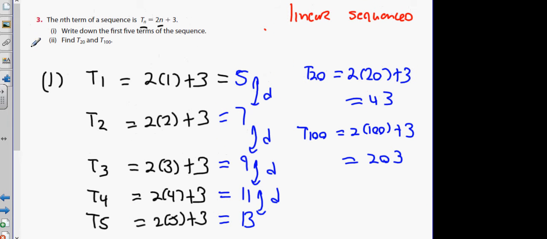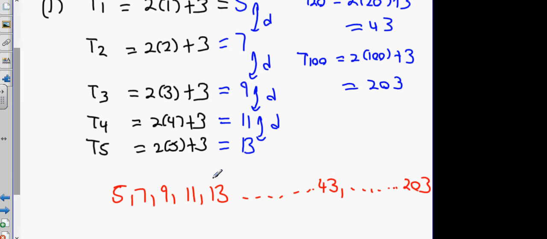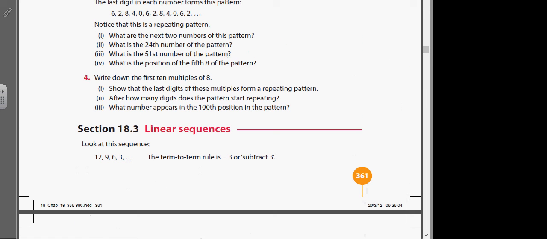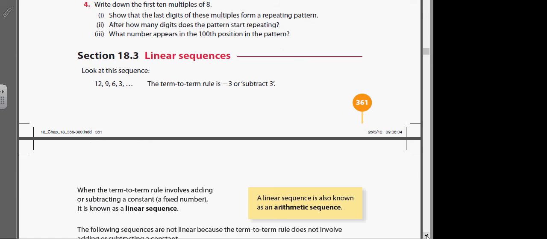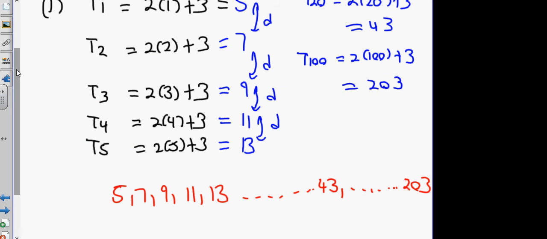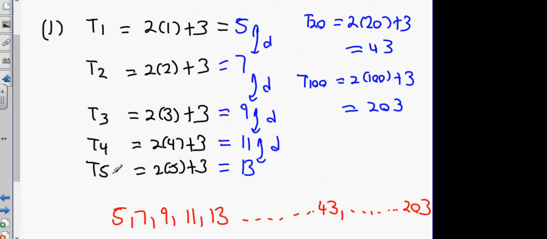Now, Farrell, you're asking about question 4. All it is, is T1 plus T5. So all you'd have to do, using the last question, would be your answer for T1 plus your answer for T5. The answer would be 18. So that's it. Very easy. Okay, next one.